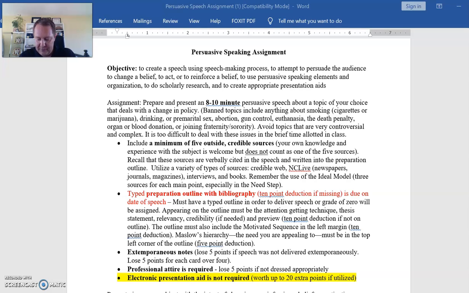All right, so now I wanted to briefly talk about our persuasive speaking assignment. By now, hopefully you will have looked over this, and we briefly discussed this last week. But again, just wanted to briefly go over it with you. Your objective is to create a speech using a speech making process, which when you sent me your topic ideas, I suggested a speech making process to you in order to attempt to persuade the audience to change a belief, to act, or to reinforce a belief.